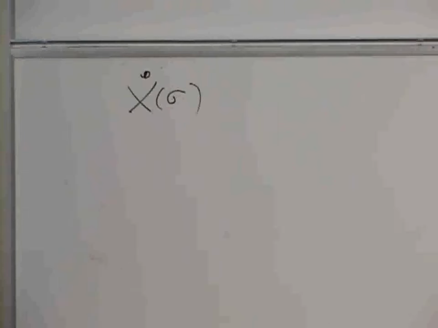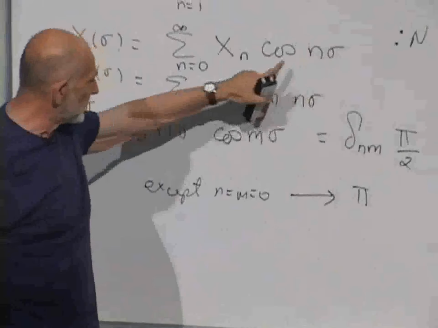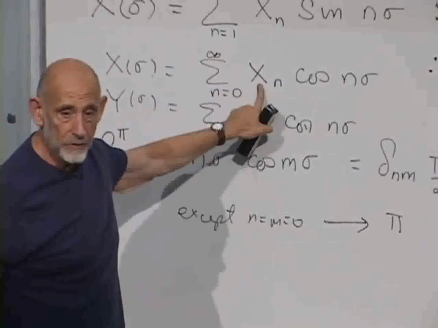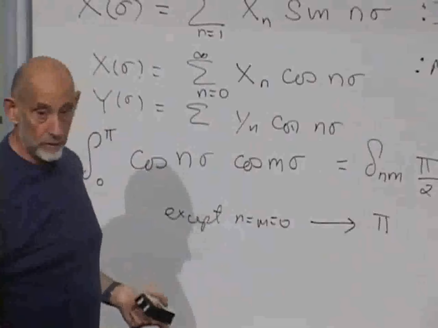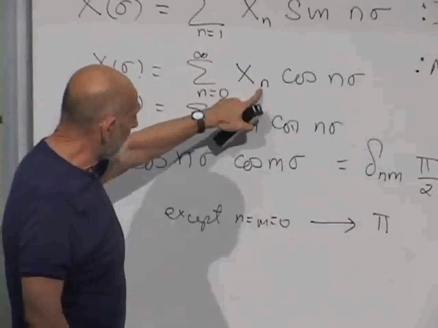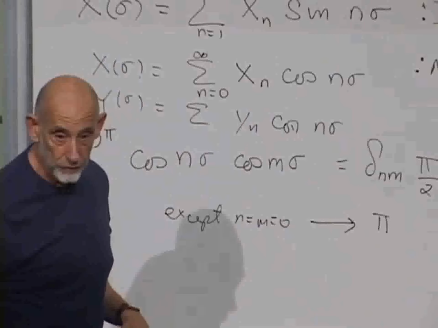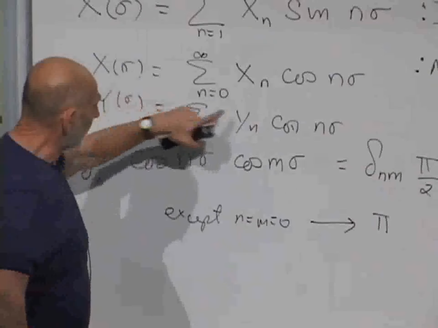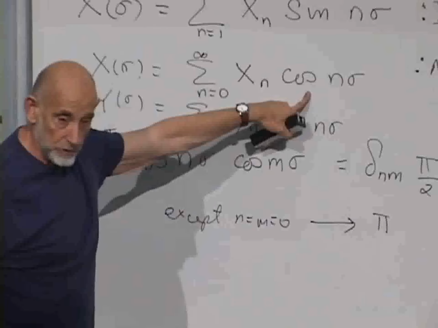Now the cosine of n sigma doesn't depend on time at all. It's just the cosine of n sigma. It has no time dependence. Does this have time dependence? Yeah. Something has to have time dependence. The string is going to wiggle. What has time dependence is the Fourier coefficients. The sigma dependence is coded in these cosines.